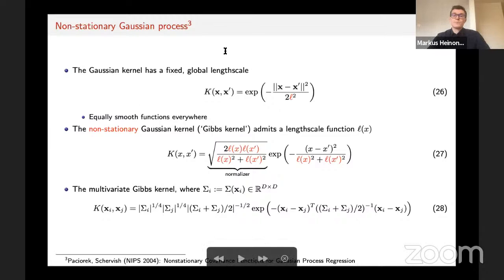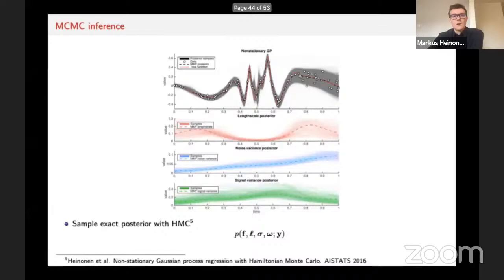It has a form where instead of having a fixed length scale coefficient, we have a length scale function over data, and in the exponent we take a sum of two length scale squares for both inputs. And then we have some normalizing term, which is not particularly interesting. And this also has a multivariate form. Okay, so now we have a kernel where we can actually input length scales that vary over input. So now let's do this.